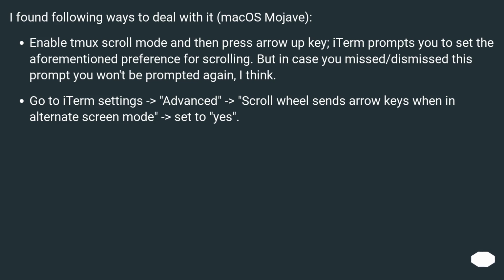I found the following ways to deal with it. macOS Mojave: enable Tmux scroll mode and then press the arrow up key. iTerm prompts you to set the aforementioned preference for scrolling. But in case you miss or dismiss this prompt, you won't be prompted again, I think.